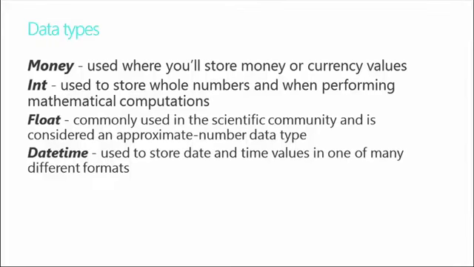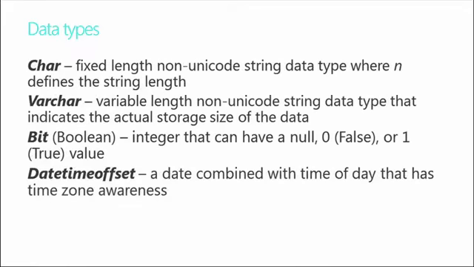So we have int, short for integer. We have float, which is often used if you need more precision, more in the scientific community. And then often we're looking for dates or times and stamps, so we have a datetime field as well. Those are a few of the variations of those types of data.